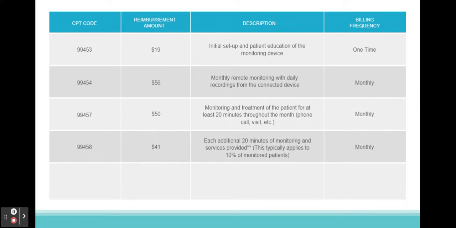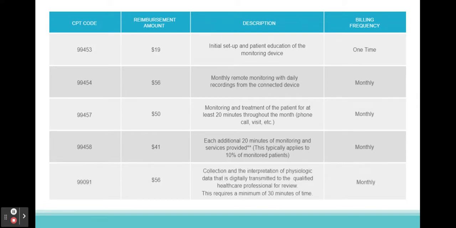99458 is an add-on code to 99457 and can only be billed concurrently. This code takes into account additional 20-minute intervals over the initial 20 minutes, so think 40, 60, 80 plus minutes.